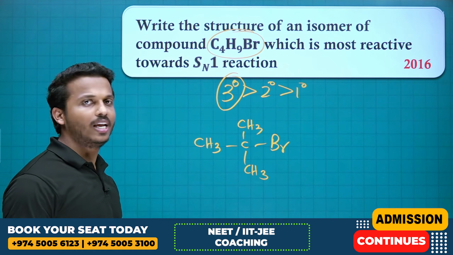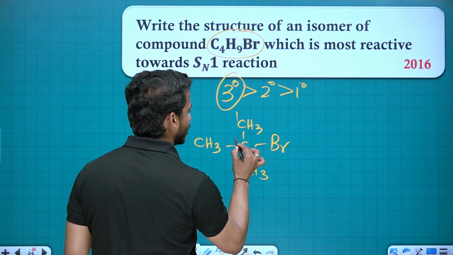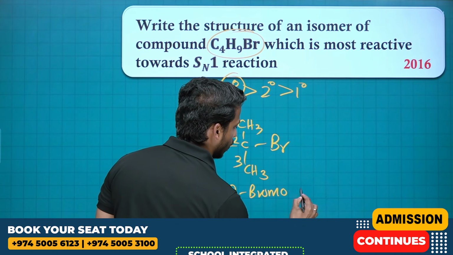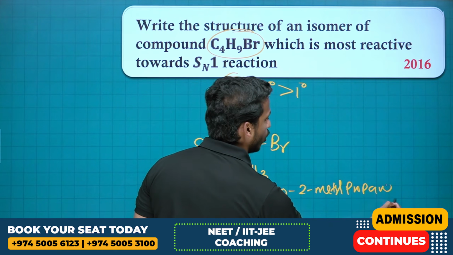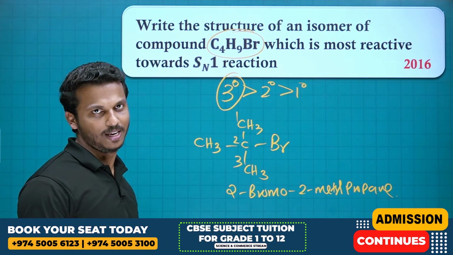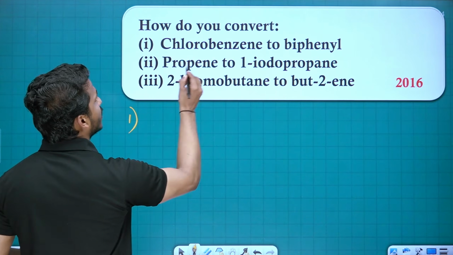This is the tertiary, right? This formula is matching. This is the tertiary. So what is the name? You can suggest 1, 2, 3. So the name is 2-bromo-2-methylpropane. This compound will undergo SN1 reaction faster because it is tertiary. Correct. Again a 2016 question, the first one: chlorobenzene to biphenyl.